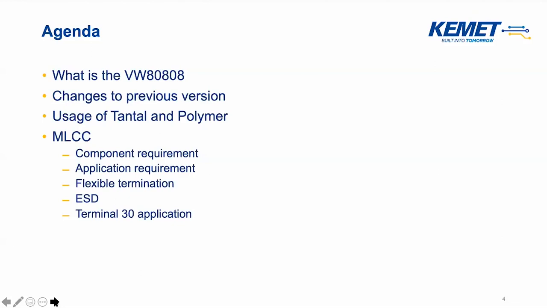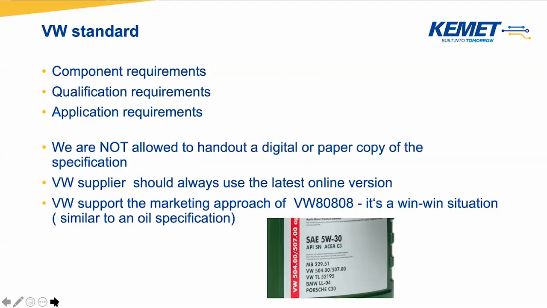What is Volkswagen 8808? Again, it's a standard that's not an official one, it's a legal one. It's really published by the Volkswagen Enterprise in their online portal. And it's about component requirements, qualification requirements, application requirements. That's the major outline. Beside that, it's a collection of rules. And I think they collect experience that they had in the past and try to avoid any mistake again.